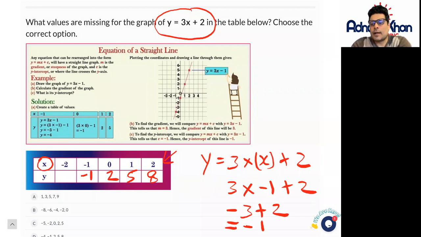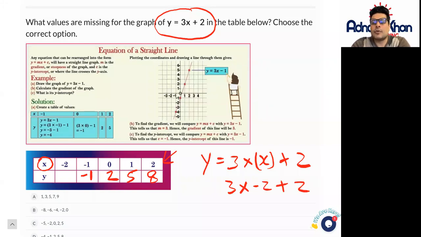And let's do the last one now. The last one shows us that it's minus 2. So 3 times minus 2 plus 2. So 3 times minus 2: 3 times 2 is 6, just stick a minus at the front. Plus 2 gives us minus 4. So let's stick in minus 4 here.